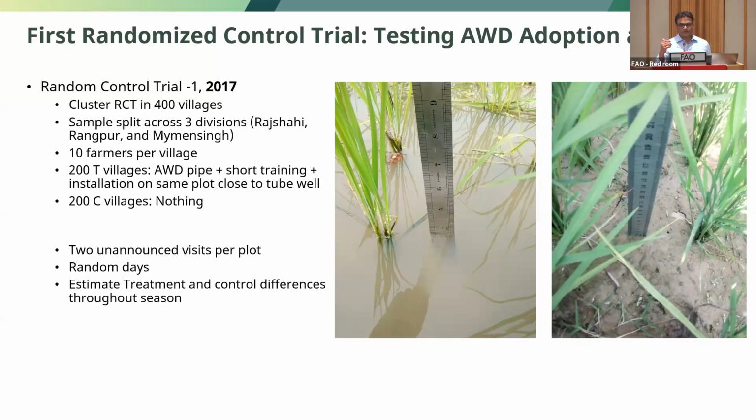Treatment villages received AWD pipes, training, and installation support, while control villages continued with conventional irrigation practices. During this randomized control trial period, researchers, Kyle's team, made 2 unannounced visits per plot on randomly selected days.